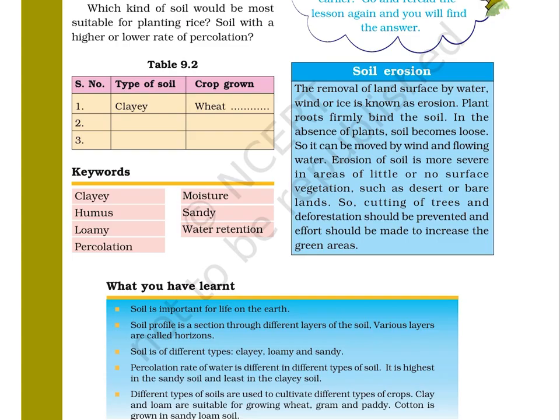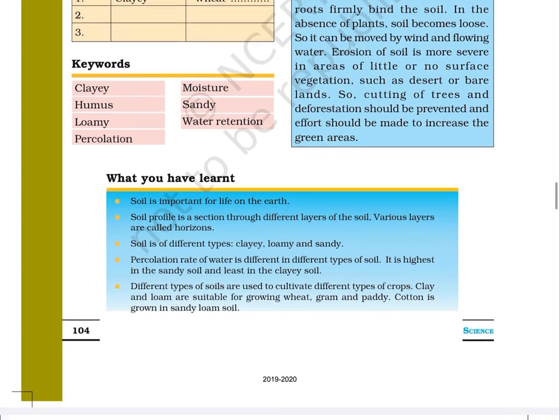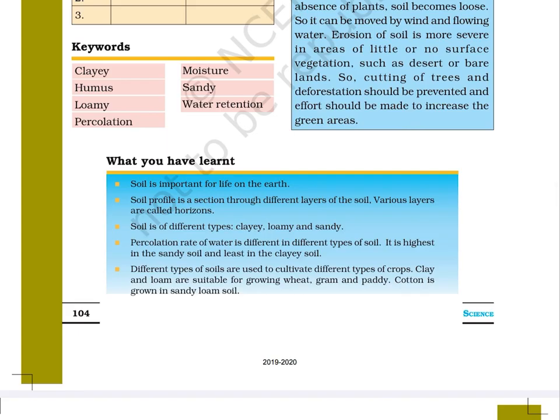So, cutting of trees and deforestation should be prevented, and effort should be made to increase the green areas. Keywords: clayey, humus, loamy, percolation, moisture, sandy, water retention.